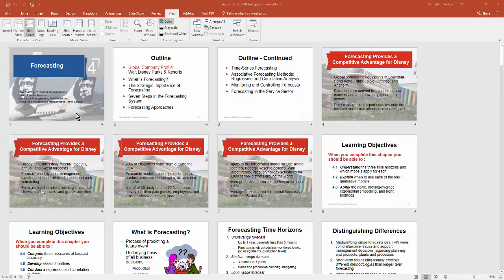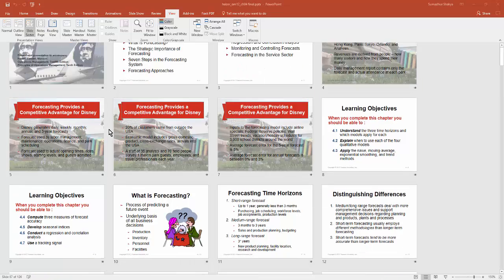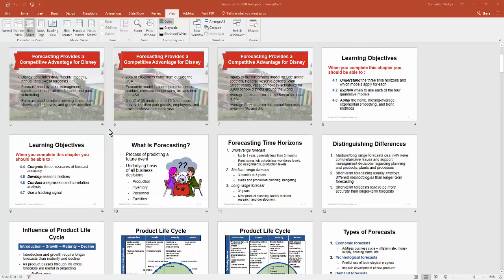Again, we are using the textbook, 12th edition, Operations Management and Sustainability and Supply Chain Management by Heizer, Render and Munson. We are going to do chapter 4, forecasting. Now this is the first chapter that is quant heavy and is a typical representative of an operations management course.